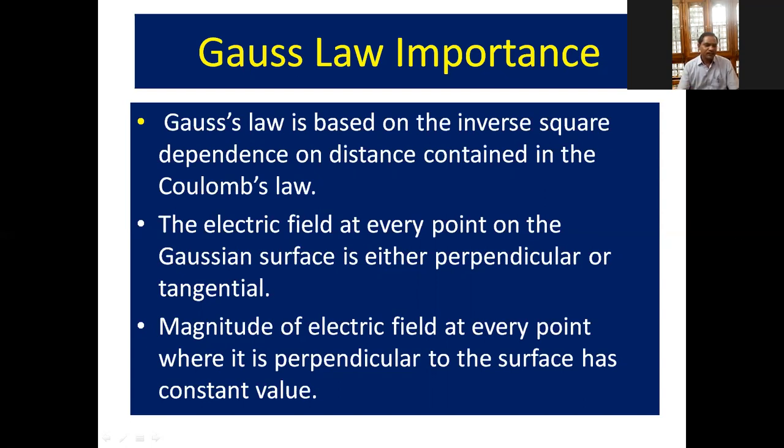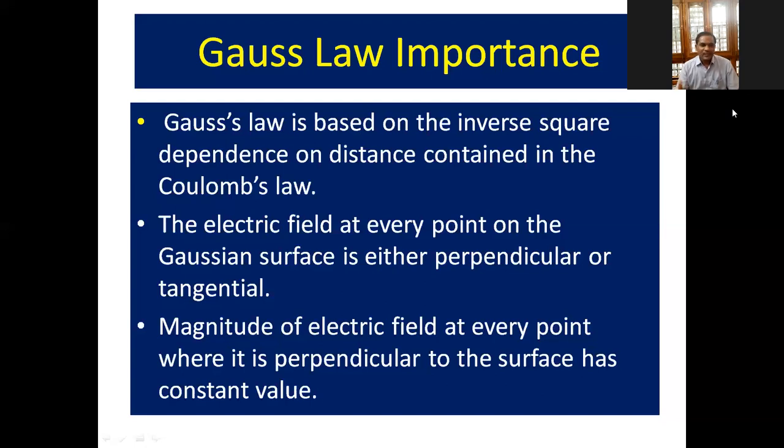The last point is the magnitude of the electric field at every point where it is perpendicular to the surface has a constant value. I think you observed this in the previous derivation. While deriving Coulomb's inverse square law, I considered a spherical surface about a point charge Q, so at every point the field strength remains constant. That's why in the integration, I write the E outside of the integral. So whenever the electric field strength is perpendicular to the surface, its magnitude remains constant at every point on the surface. These are the important things regarding the Gauss law of electrostatics.